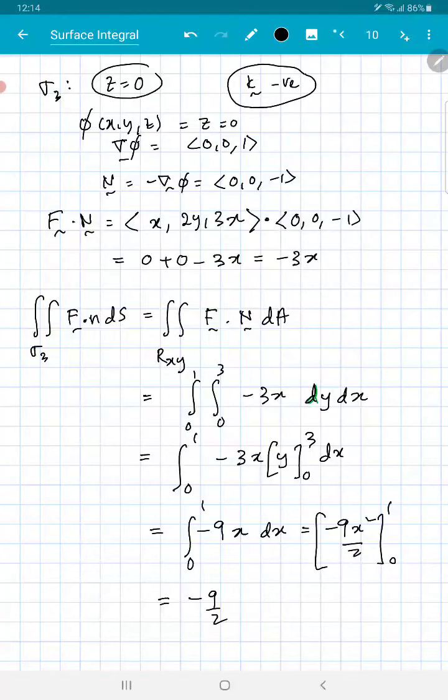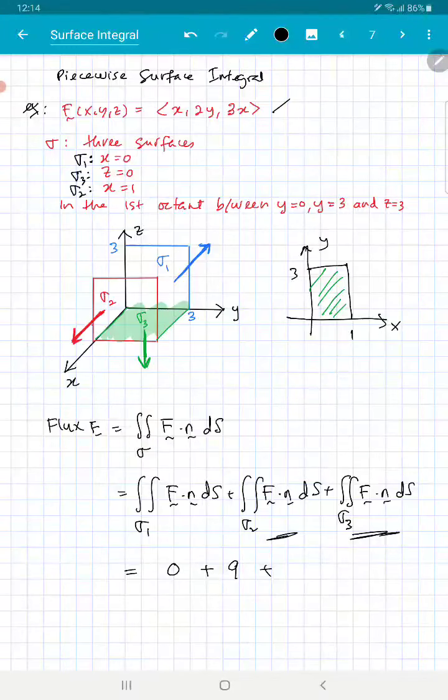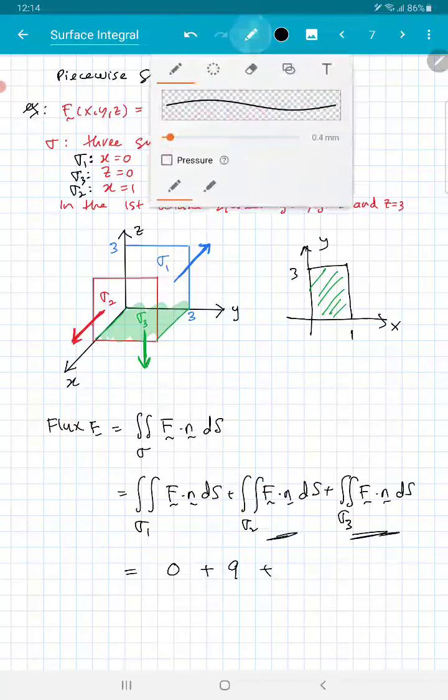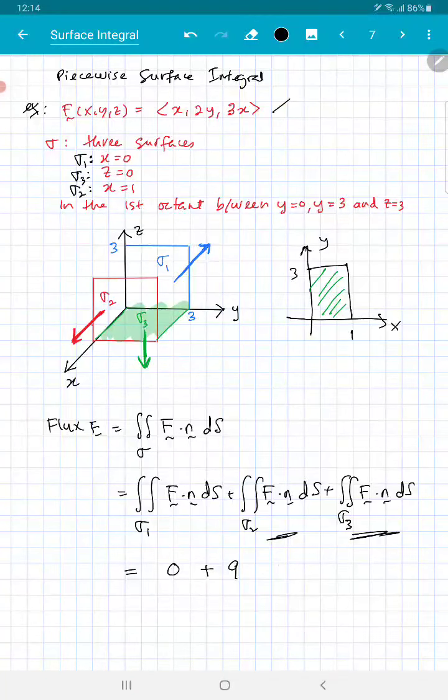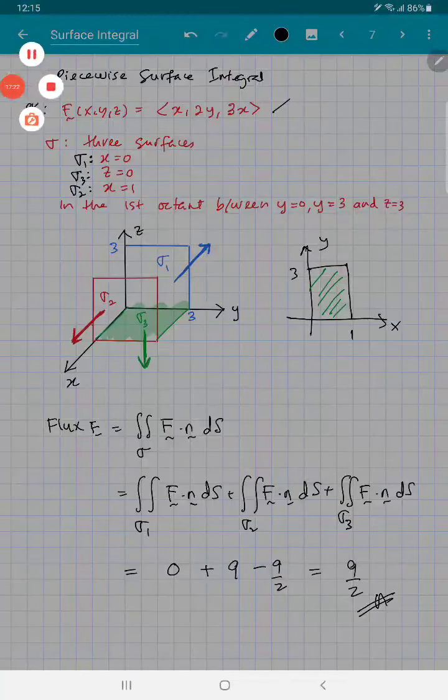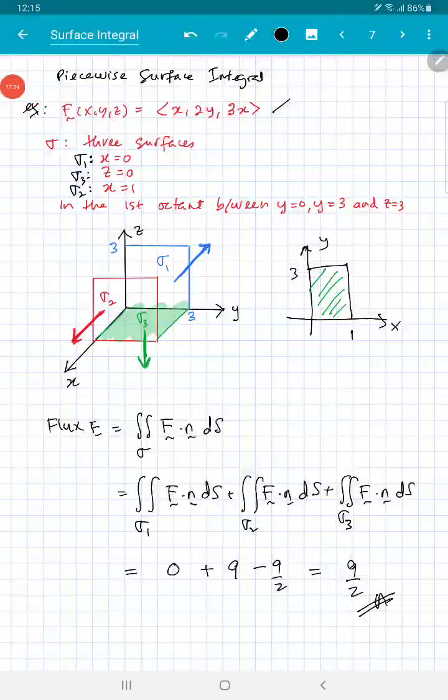Now we're going to add everything together. On the first surface sigma 1, we get 0. On the second surface sigma 2, we get 9. And then on surface sigma 3, we get negative 9 over 2. So adding them together, this is equal to 9 over 2. So that's how you evaluate a piecewise surface integral. Evaluate on each surface and then add them together.